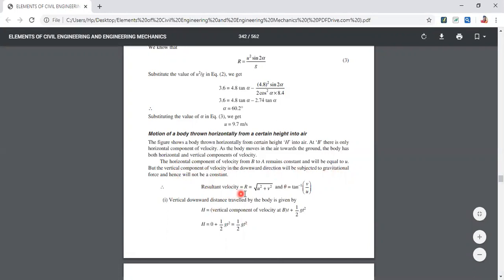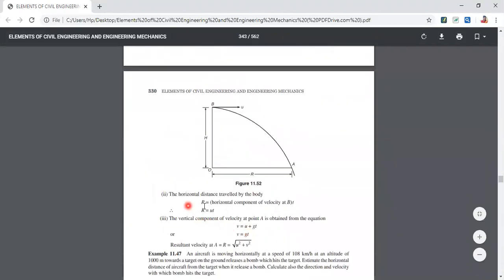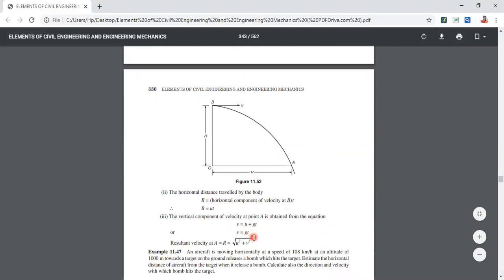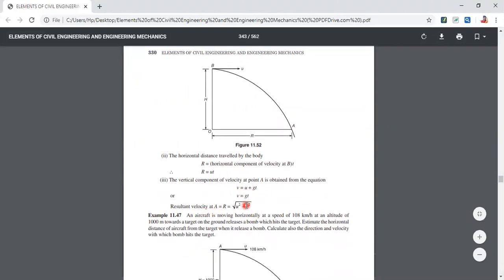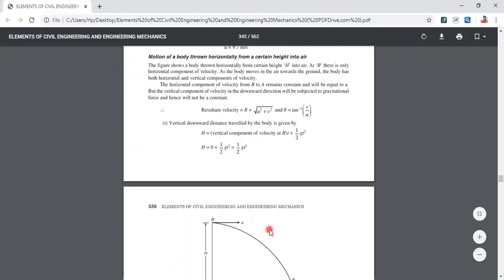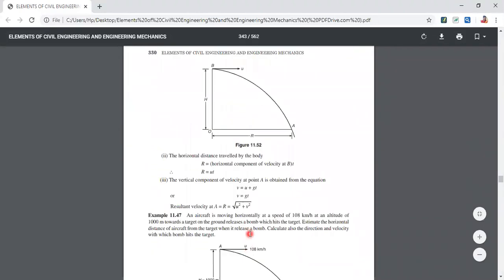Now resultant velocity R is under root of V square plus U square. This is nothing but R is under root Fy square plus Fx square. Now vertical downward distance traveled by the body is given by ut plus half gt square. U is 0, so h is only half gt square. Then the horizontal distance is given by r equal to u into t. The vertical component is given by v equal to u plus gt, so u is 0 again, g into t, and the resultant velocity. So these are some of the equations that we are going to make use of for the numericals related to this. Very simple.